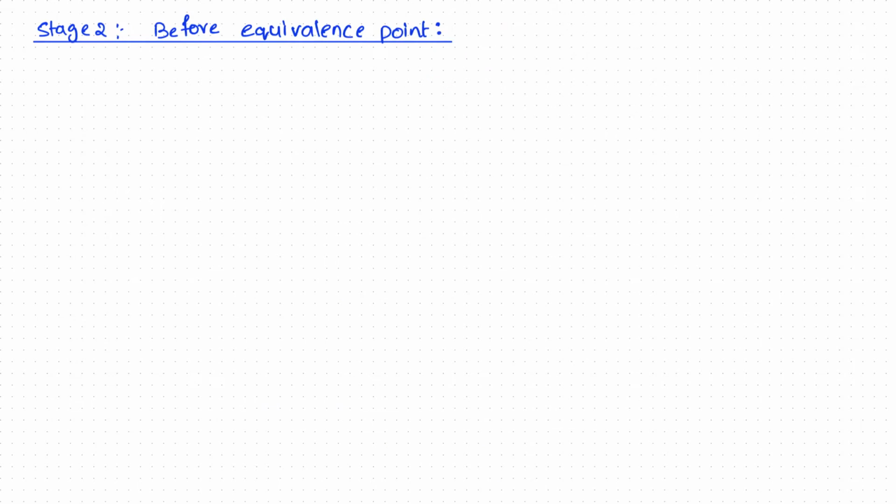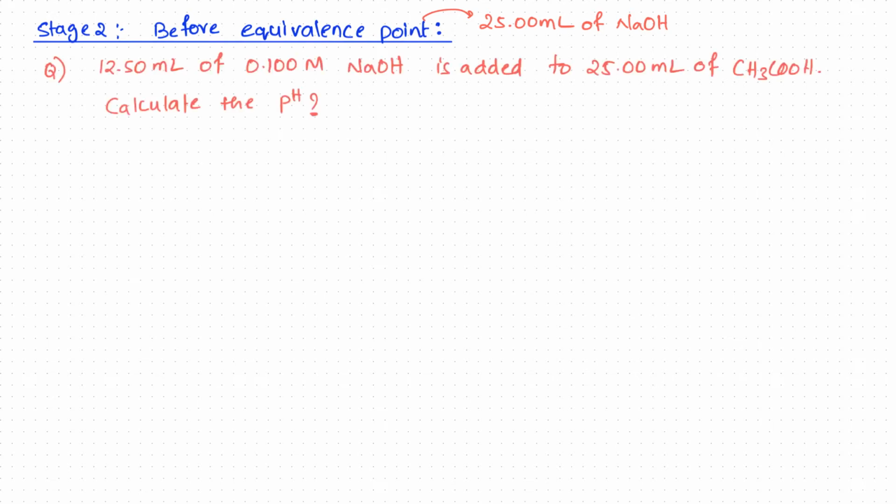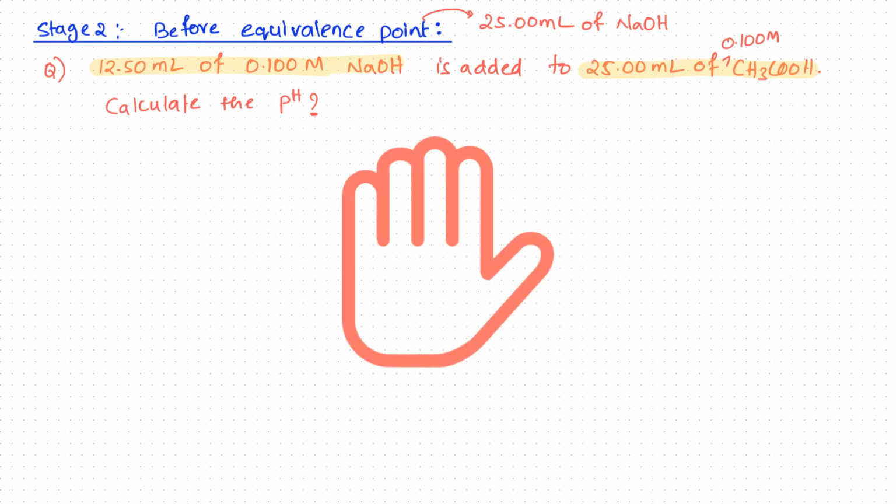Now let us move on to stage 2, that is before the equivalence point. The equivalence point we calculated earlier is at 25.00 milliliters of sodium hydroxide. So we can pick any volume of NaOH before the 25 milliliter mark. I picked 12.5 milliliters of sodium hydroxide, that is halfway to the equivalence point. After 12.50 milliliters of 0.1 molar NaOH is added to the 25 milliliters of acetic acid, what is the pH of the resulting solution? Pause the video here and answer the question.